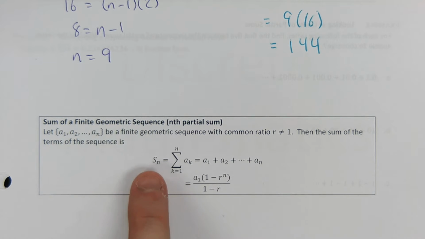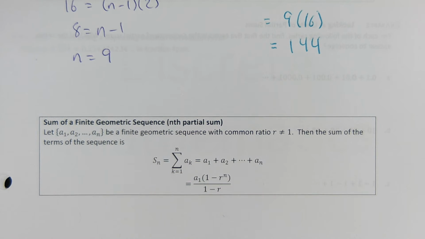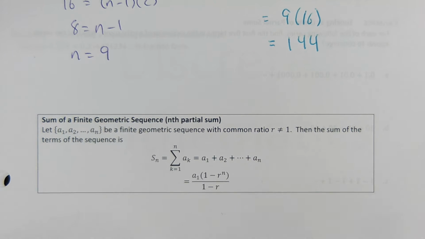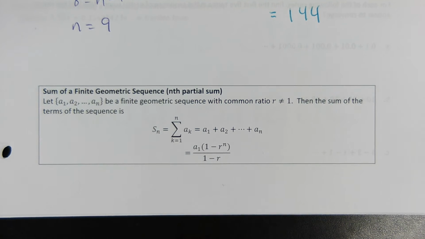Now remember, any one of these 3 could denote this. This one requires you to know the common ratio. Oh, by the way, the ratio can't be 1. It requires you to know the first term, the common ratio, and the number of terms. You know those three pieces of information, and you could tell me what that partial sum is.